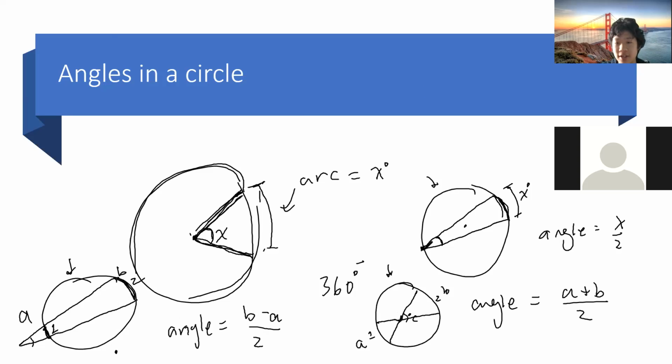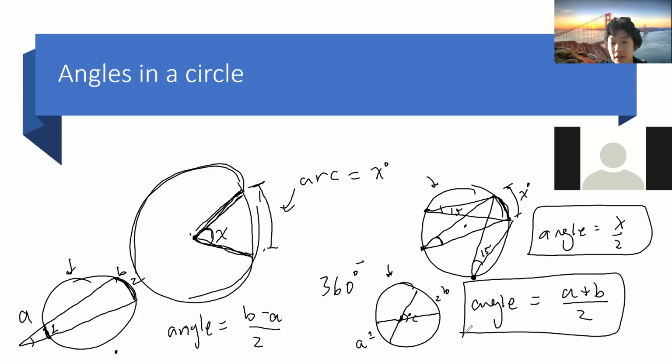And for this angle as well, if we were to take another point on the circle, as long as it's on the circle and it cuts out this arc, it's also 15 degrees. If we take out from right here and it still cuts out this arc, 15 degrees. So for on the circle, it's x over 2. Inside the circle, it's the average of the arcs it cuts out. Outside the circle, it's the bigger arc it cuts out minus the smaller arc divided by 2. Any questions?